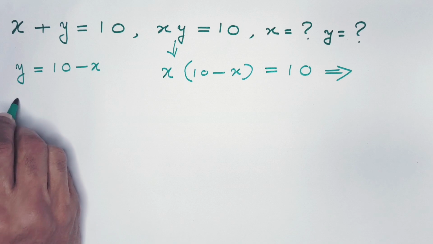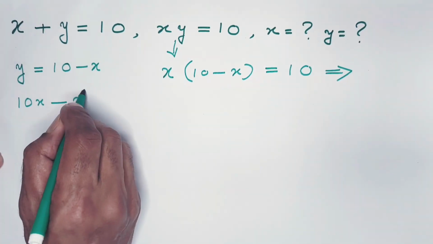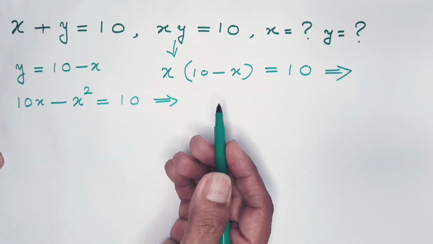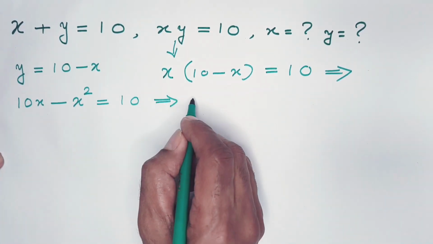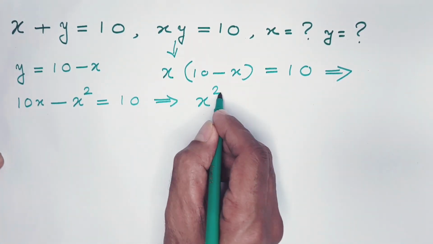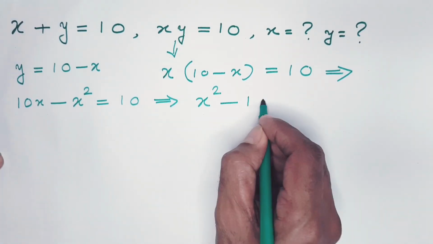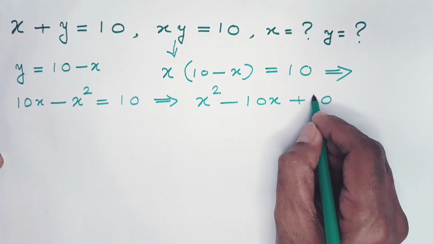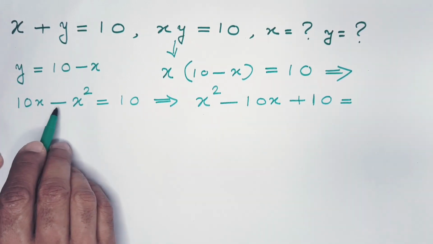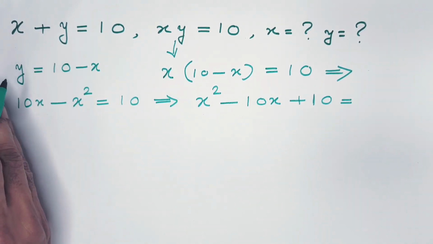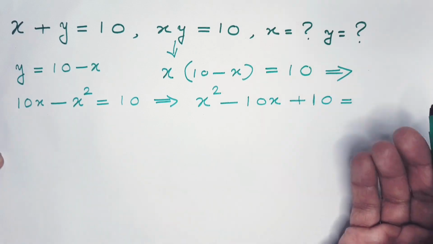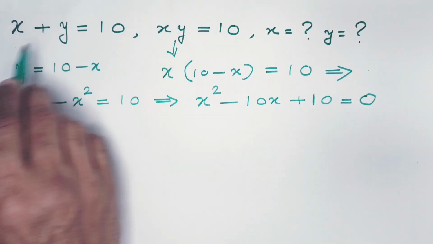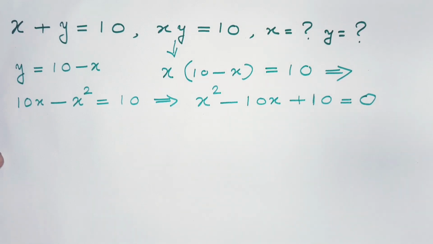Now let's remove the bracket. x multiplied by 10 is 10x. x multiplied by minus x is minus x squared, equals 10. Now take these two terms to the right side, and let me write x squared first. Minus x squared becomes plus x squared and 10x will be minus 10x. And there is already 10 here on the right, I'm writing that as it is. So when you take these two to the right side, this side will be 0. Only thing is that I have written whatever you see on the right as the left side. I hope you understand this. So combining these, we got a quadratic equation in x.